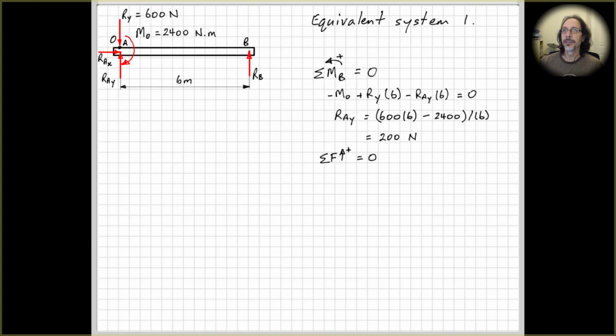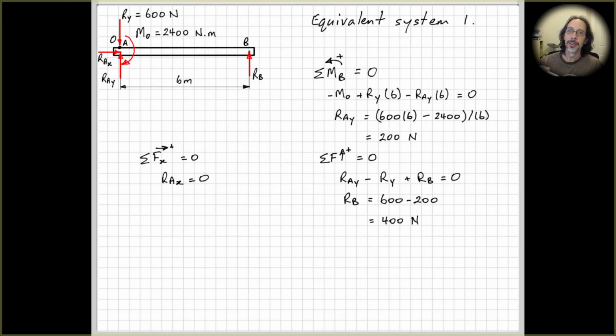Now looking at the sum of the forces in the vertical direction equals 0. We have RAY minus RY plus RB equals 0. RAY we found above, so we can just substitute that in here, rearrange and calculate RB, which is 400, which we got before. And now to finish things off, sum of the forces in the x direction equals 0, and obviously RAX is equal to 0. So that's all the same reactions that we had before.